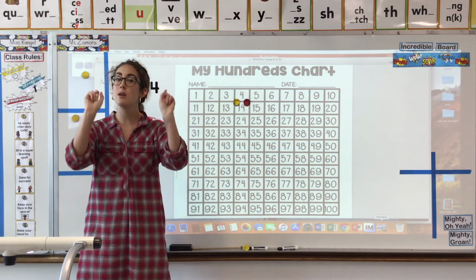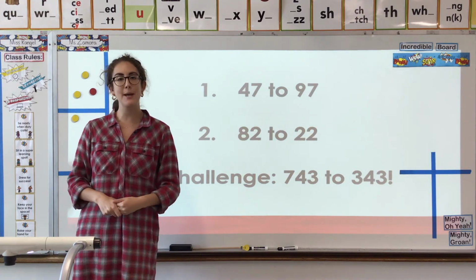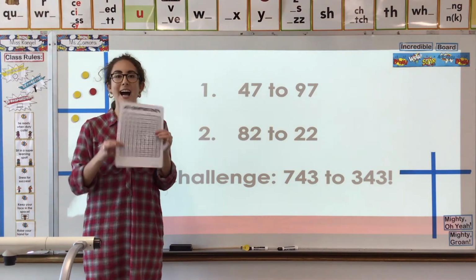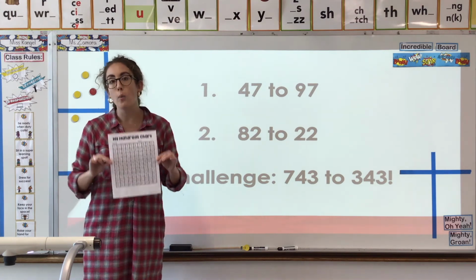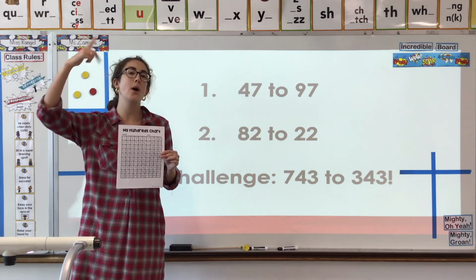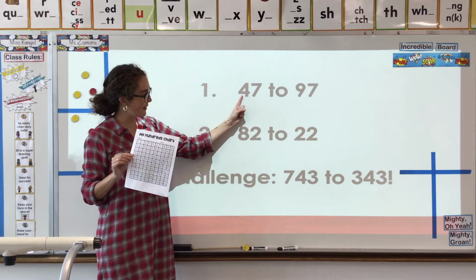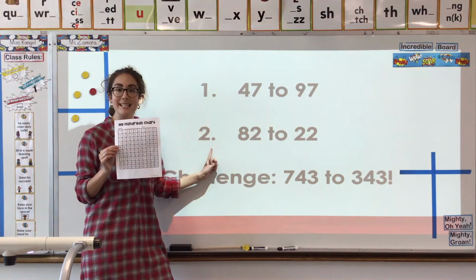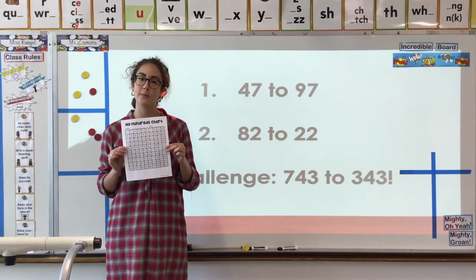So now it's going to be your turn to do this on your own. Your job is to be skip counting different sets of numbers by 10 using your hundreds chart. I want you to use your hundreds chart so you can really notice what change is happening in the tens, whether it's increasing or decreasing. So first up, you are going to skip count from 47 to 97. That's your first job. Your second task is you're going to skip count from 82 to 22.